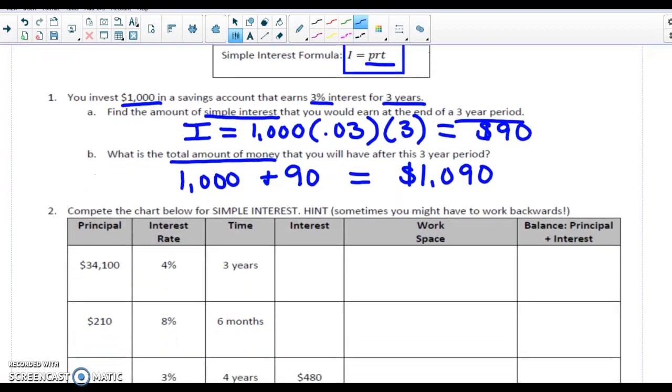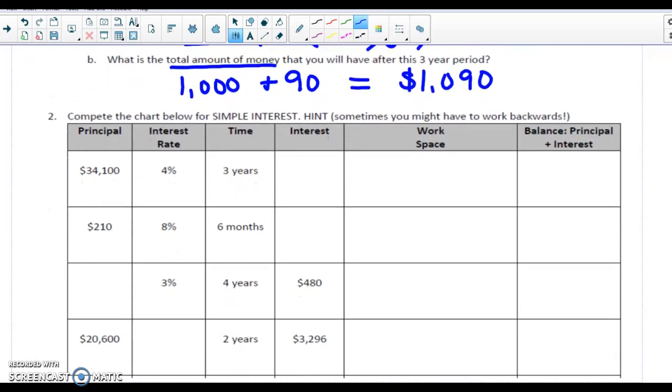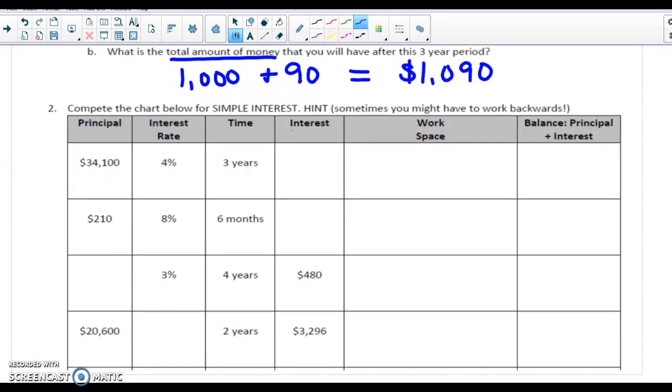So let's take a look at this box. This is kind of how it's going to look at the target quiz. It'll give you these columns. Here's your P, here's your R, and here's your T, and this is what it should be equal to. If I give you these first 3 boxes, you should be able to come up with the interest. Here is just workspace for you to write out what you're actually typing in, and then the last column you're going to get your balance, which is your principal plus your interest.